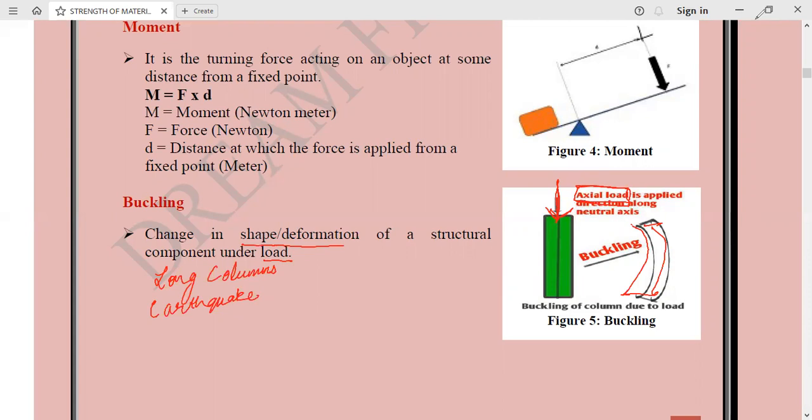So now we have discussed all the different types of forces that a structure has to undergo. And I assume that you have all understood the concept of different types of forces very clearly.